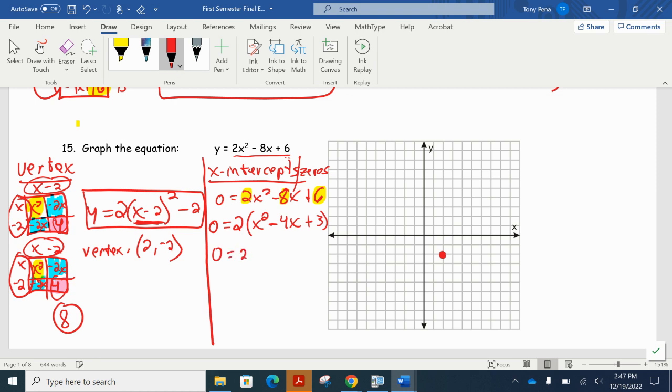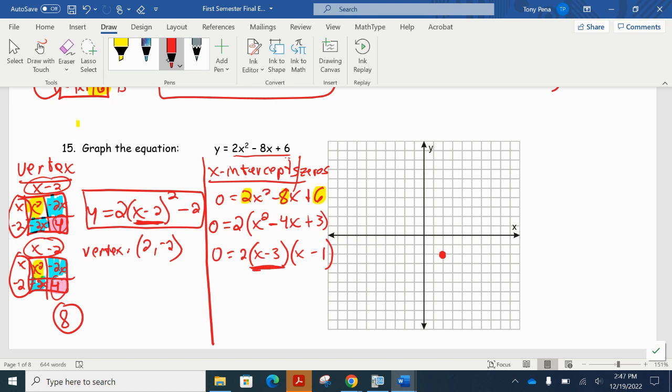Once we pulled that 2 out, this is what we've been doing over and over and over again for the last month at least, is we want to factor this. And the two numbers that multiply to be a positive 3 and add up to be a negative 4 are a negative 3 and a negative 1. That's how those factor, or that factors with those factors.